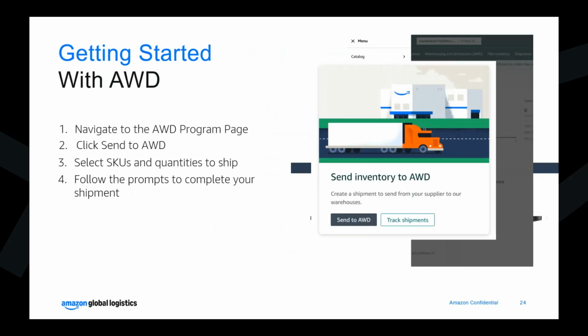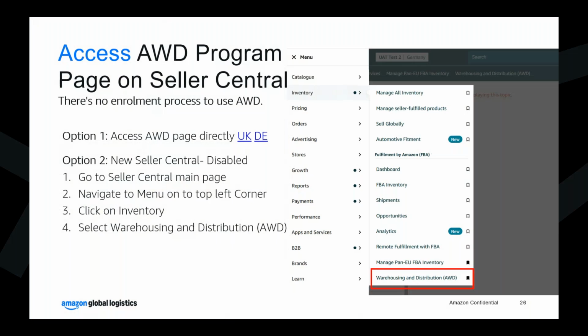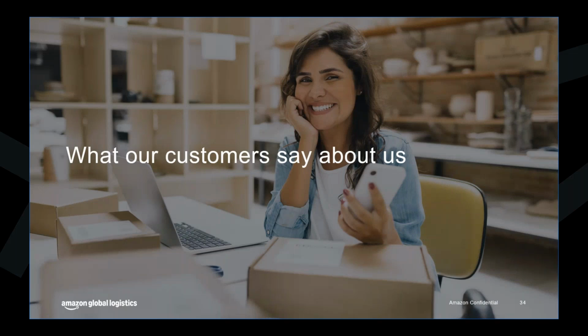Getting started with AWD. It's actually quite simple. Everything's integrated in Seller Central, so you can just navigate yourself to the Amazon Warehousing Distribution Program page, click Send to AWD, select the SKUs and quantities to ship, and then follow the booking workflow, which basically looks like this in the Seller Central page. But it will basically allow you to create your first shipment to AWD in the middle of August.